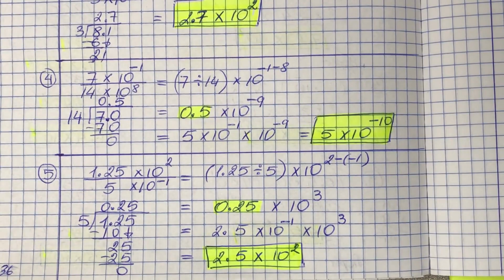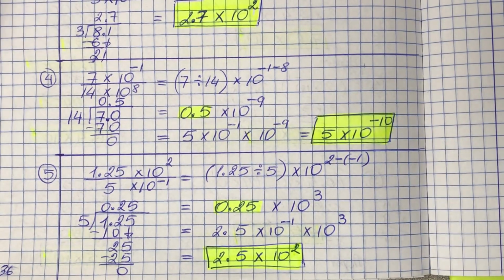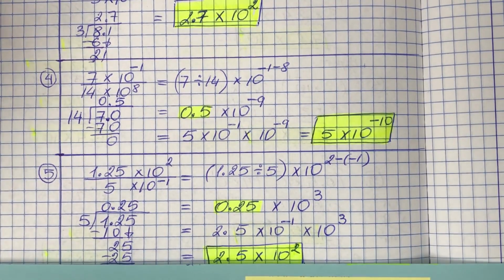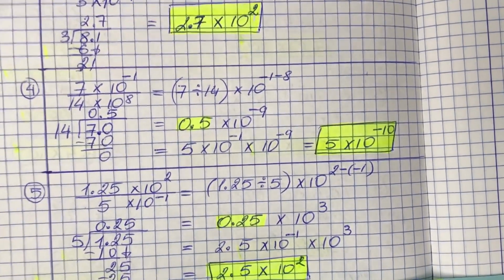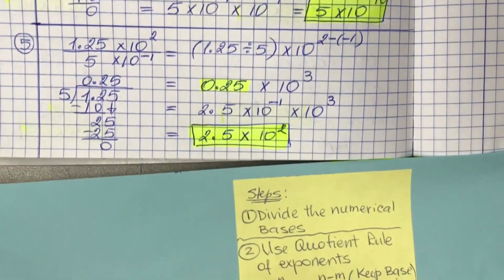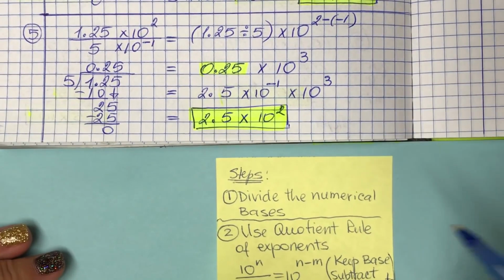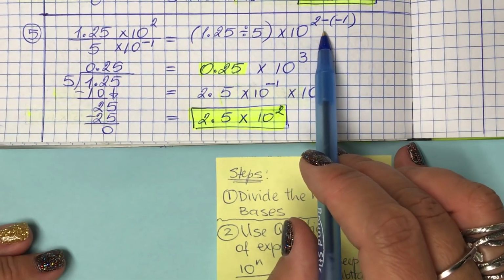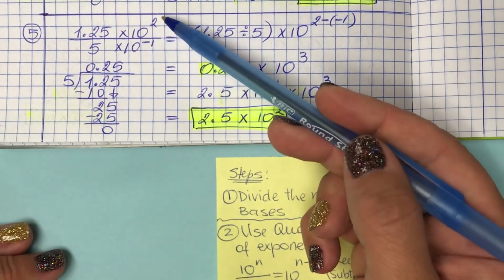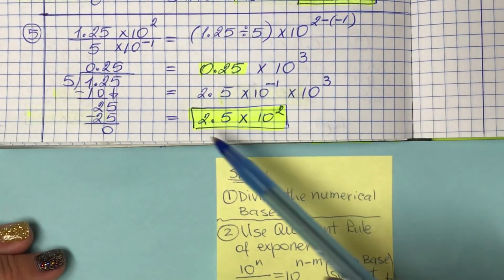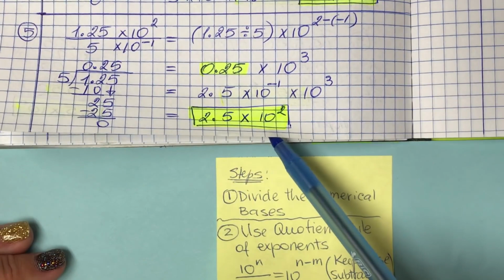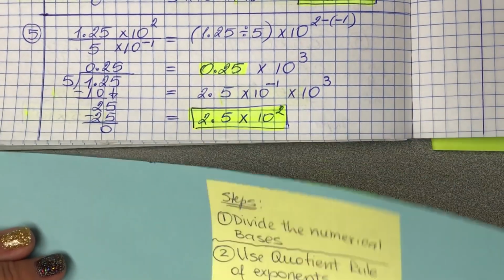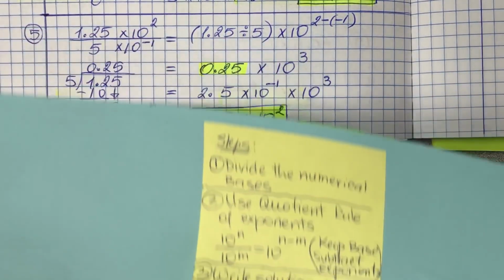So when we are dividing numbers in scientific notation, we divide our numerical bases first. Use the quotient rule where you keep the base of 10 and subtract the exponents. Then at the end, always make sure that your answer or your solution is written in proper scientific notation.